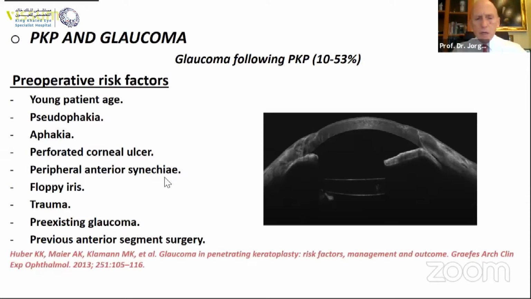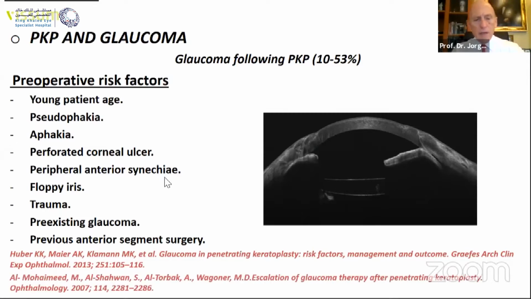You have here important references about the frequency of this complication. The risk factors are listed here, from young patient age to pseudophakia, perforated corneal ulcer, floppy iris, trauma, pre-existing glaucoma, definitely, and previous anterior synechiae. All of them are risk factors identified by and verified in the literature.